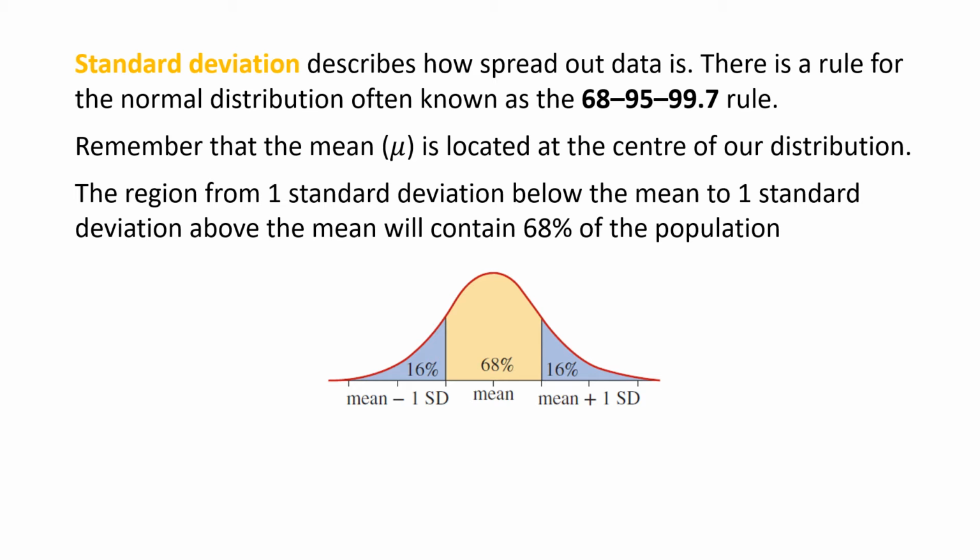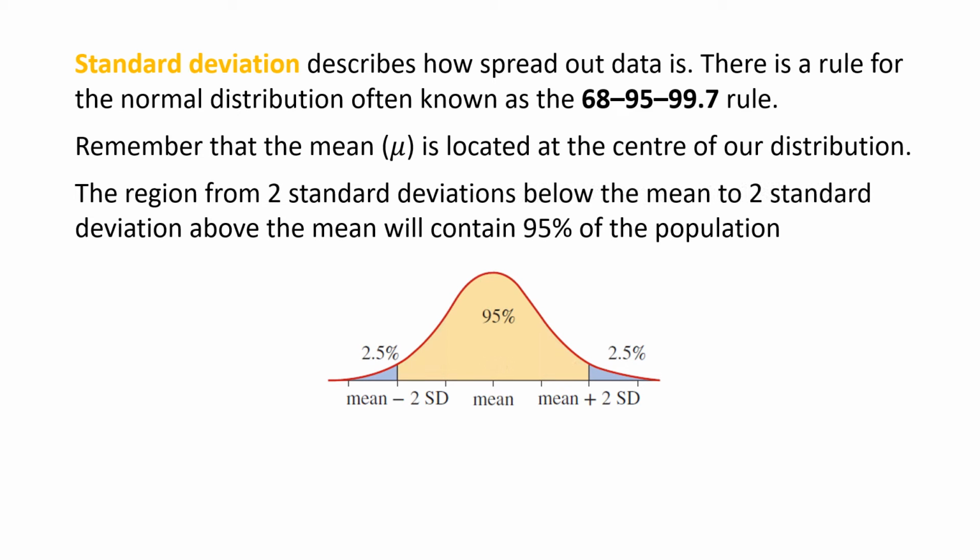But in that one bit in the middle, which is one standard deviation above and below the mean, we're going to have 68%. Now, if I go out to two standard deviations, what that now means is that from two standard deviations below the mean to two standard deviations above the mean, I now have 95% of all my scores. So of a population, 95% will be within two standard deviations either above or below the mean.